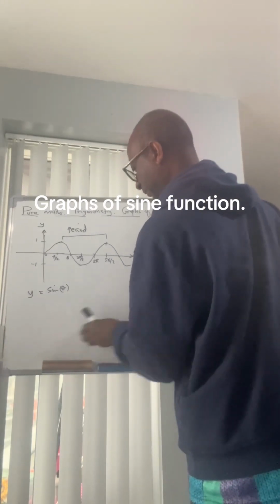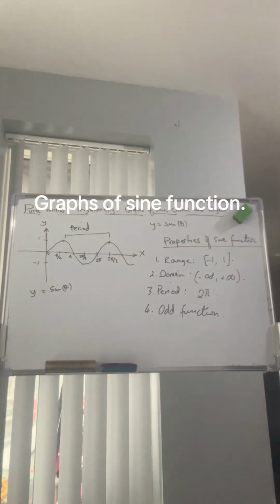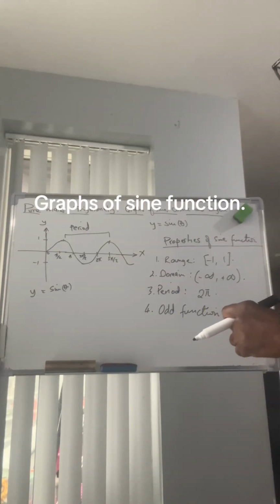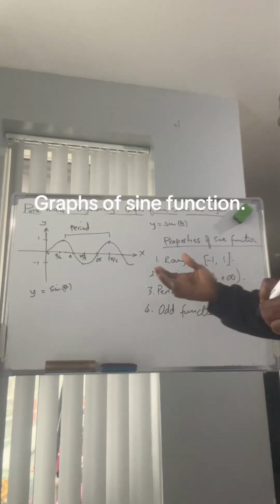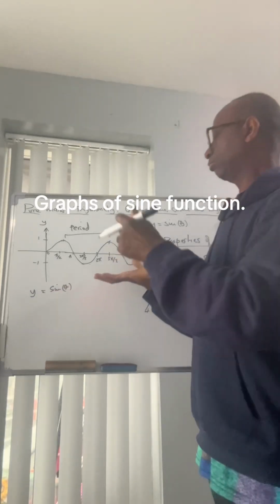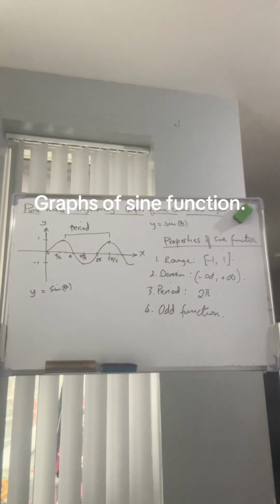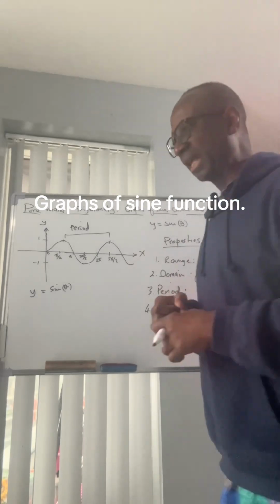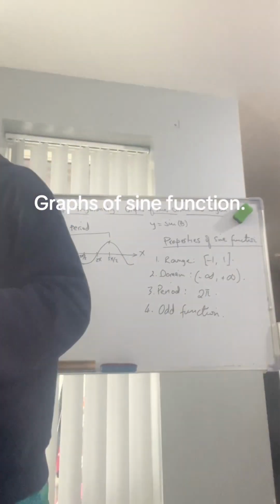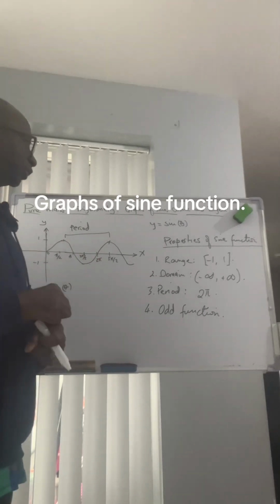So far, this is what we need to know about the properties of the sine function. What we're going to do now is plot or sketch graphs of the sine function and different graphs. Then when we have a graph of that idea, we move over to the cosine function.